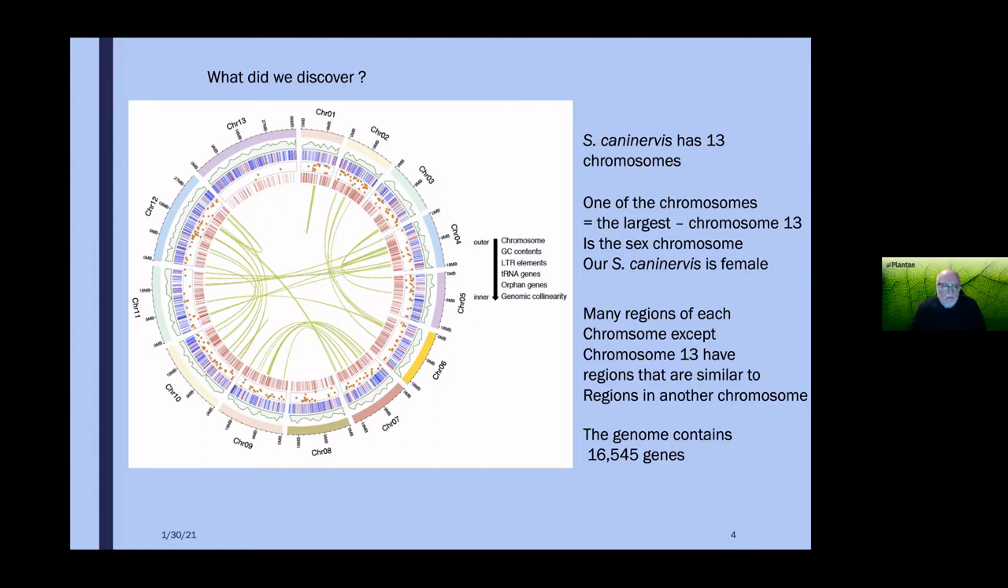So this is really something that has fostered a few other inquiries and interest from other groups looking at the sex chromosome. We found that the genome is only about 300 and some megabases in size, so it's a fairly small genome, but it has 16,545 protein coding genes. And that's sufficient to do what it needs to do.